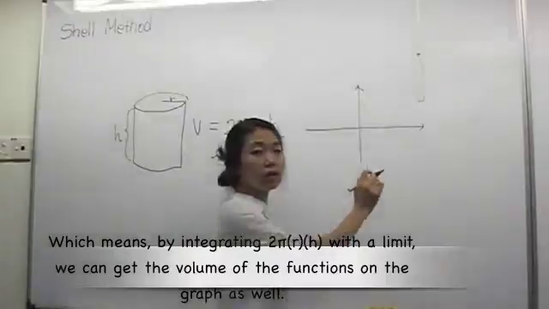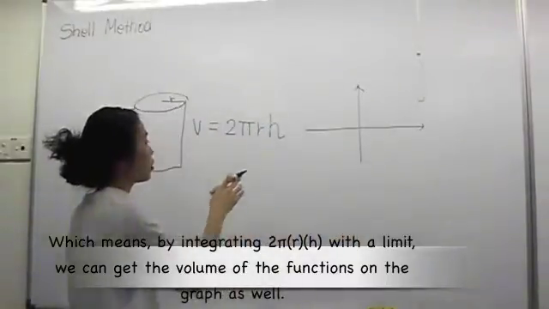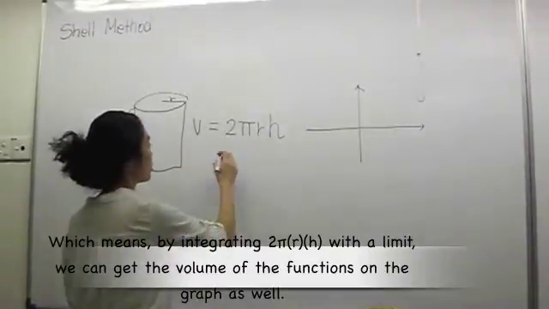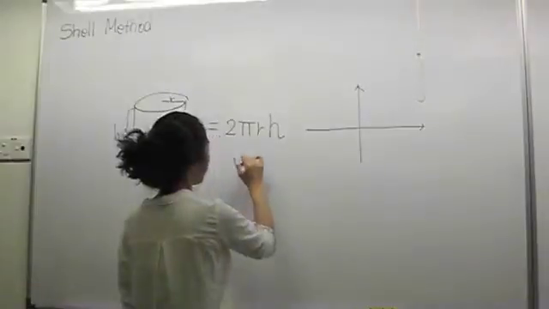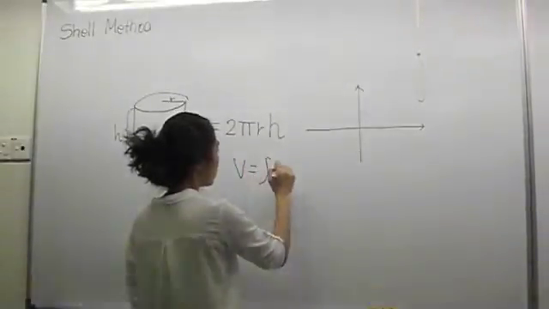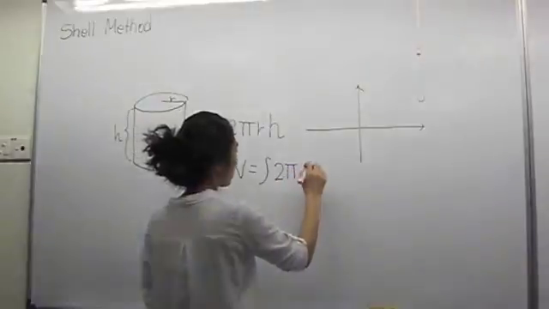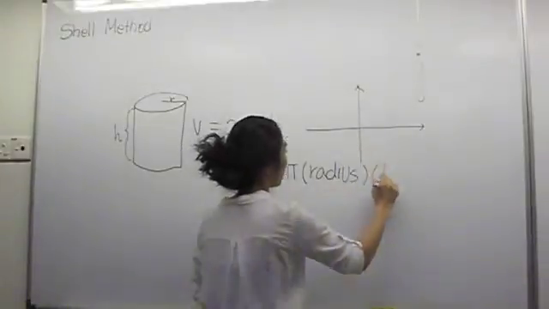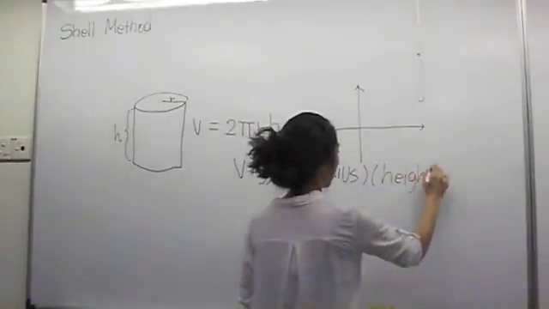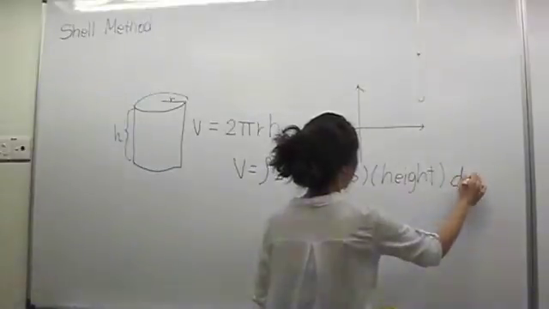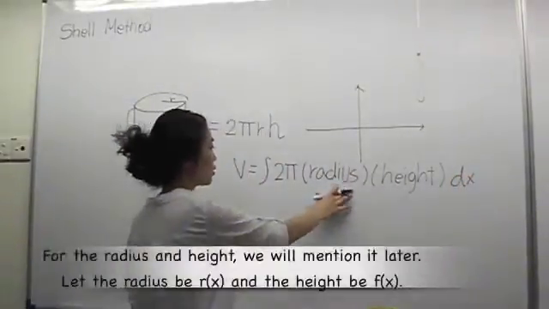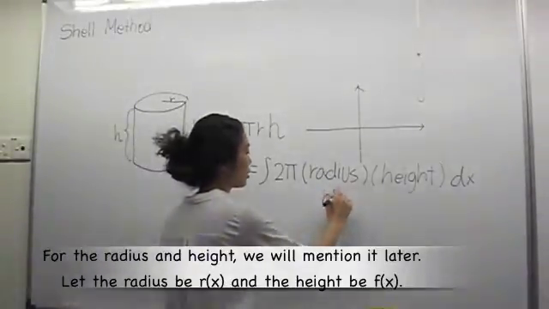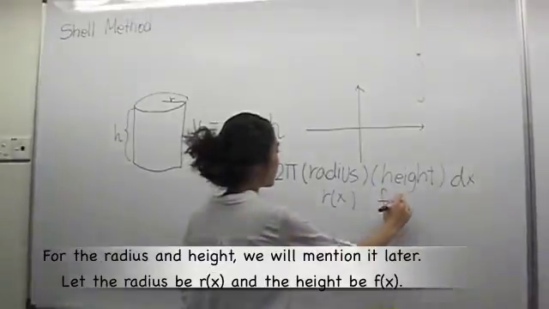Let's put them on the graph now. The volume of the functions with a limit on the graph can be obtained by integrating the functions. So volume equals the integration of 2 pi, radius and height, and dx. The radius and height will be calculated, and we put them as R(x) and function f(x).